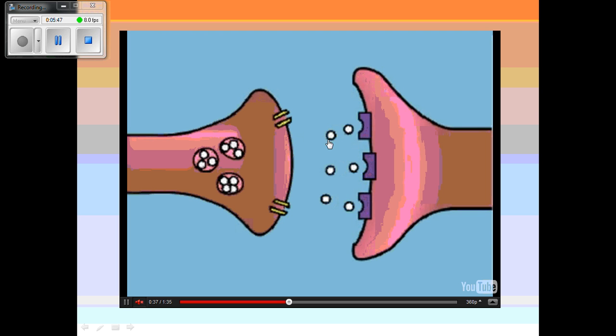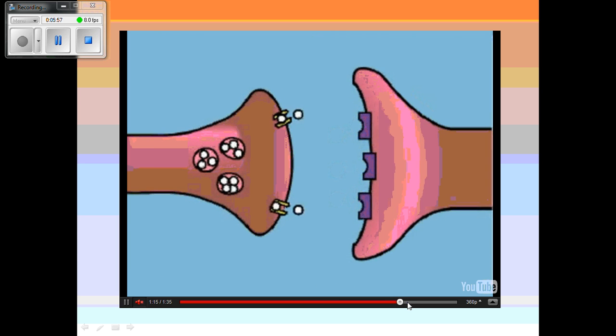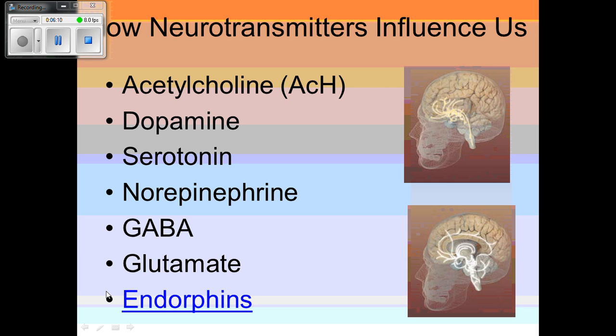Okay, and any that are left, reuptake happens. They get sent back into the sending neurons. And these are basically how neurons communicate. So we'll kind of fast forward down here so you can kind of see the reuptake happening, where they go back into the sending neurons' terminal branches. And we'll kind of move on here.